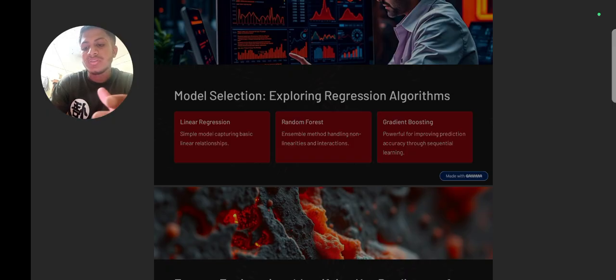Next one, gradient boosting regression. Gradient boosting is an ensemble learning technique that builds trees sequentially, where each new tree attempts to correct the errors of the previous one. It combines weak learners like decision trees to form a strong predictive model.